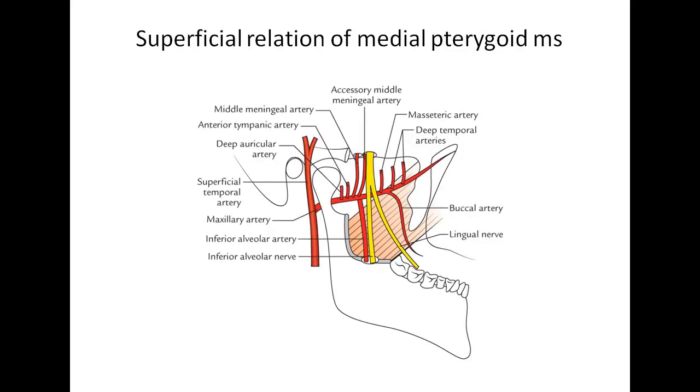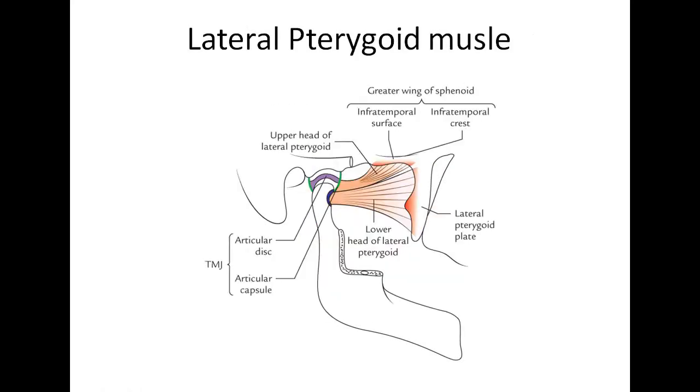The superficial relations of the medial pterygoid muscle, this is the medial pterygoid muscle. The superficial relations are the inferior alveolar nerve and inferior alveolar vessels, and this is the lingual nerve, which comes in the superficial relations of the medial pterygoid muscle.